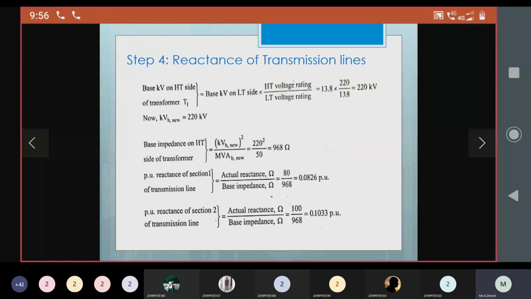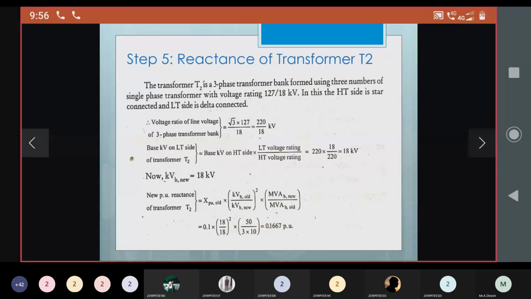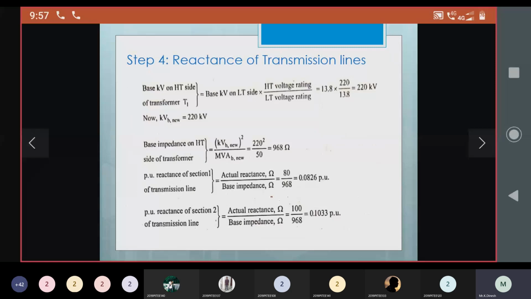So 0.1033 per unit. So this is the two section reactances, actual by base. So transmission line is over now. So step number 5 is reactance of transformer T2.